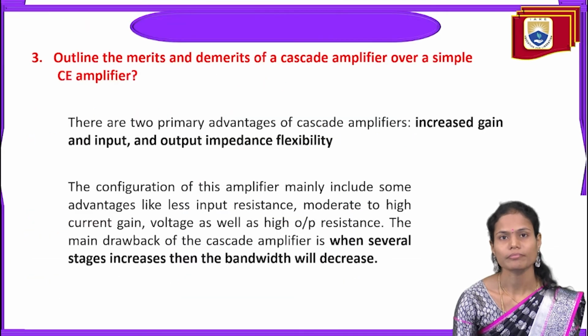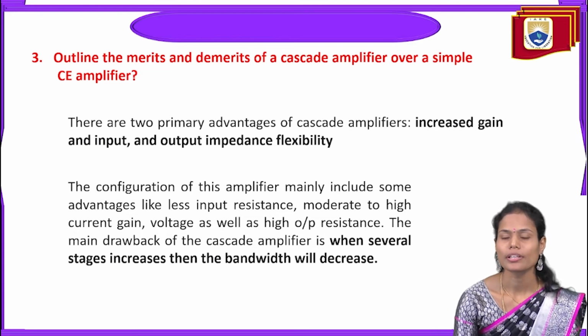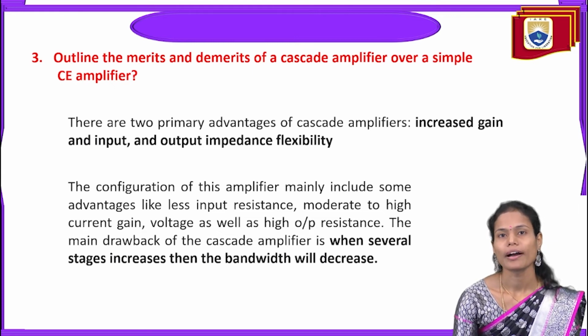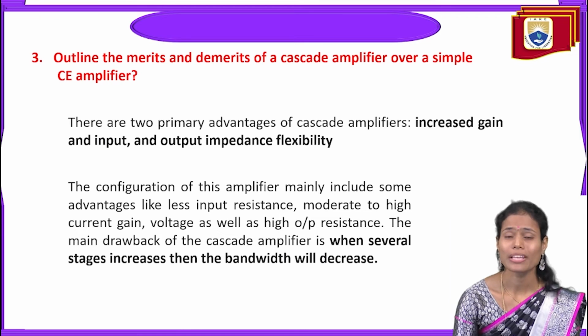And next, outline the merits and demerits of a cascade amplifier over a simple CE amplifier. If you take the cascade amplifier, generally we may get high gain as well as high input impedance, and the output impedance should be low here. If we cascade the different single stage amplifiers, we will get the multi-stage amplifier or cascade amplifier here. The amplifier parameters improve more in the case of cascade amplifiers compared to the single stage amplifier.